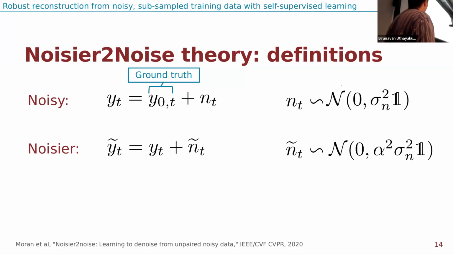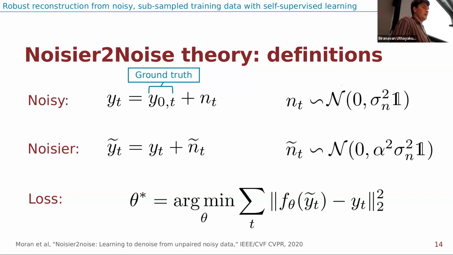And then we need to generate our noisier image. To get a noisier image, we take our noisy image y and add more noise, which we're calling n tilde, which is also Gaussian with zero mean and some standard deviation scaled by alpha. Then we have a loss function, which is the difference between the output of the network if we pass y tilde through it, and y.